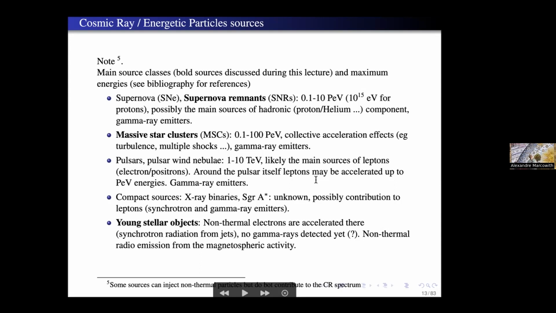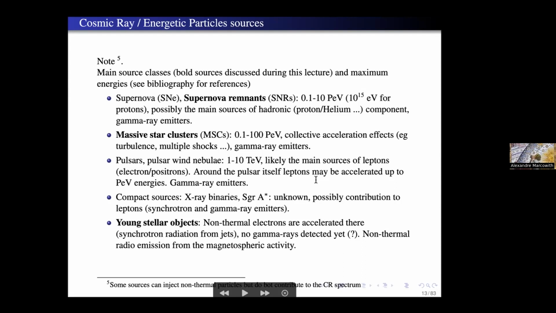What are the sources? You have plenty of potential sources of cosmic rays in our galaxy. I told you that supernovae, and especially supernova remnants, are the main ones. This is the standard model in cosmic ray physics. They accelerate up to 0.1 to 10 peta-electron volts, so 10 to the 15 electron volts, the so-called knee I just showed you before. Even to accelerate particles at such high energy is really challenging. It's not an easy task.